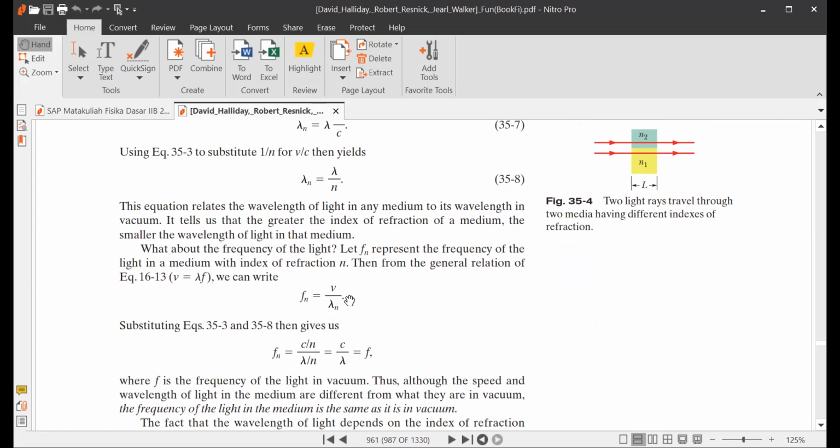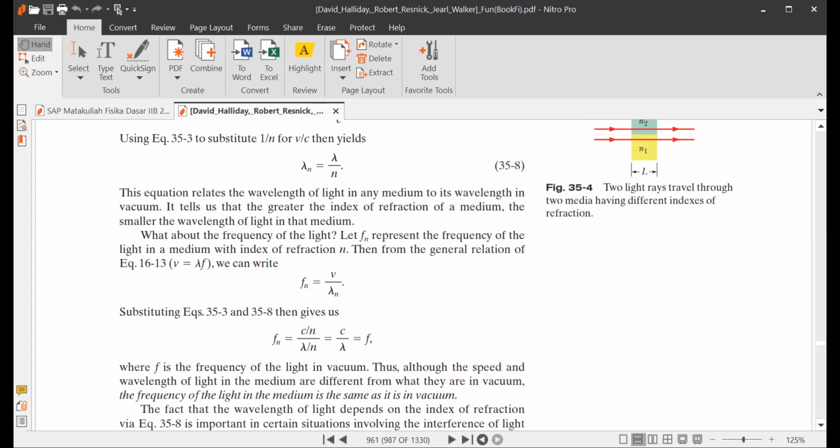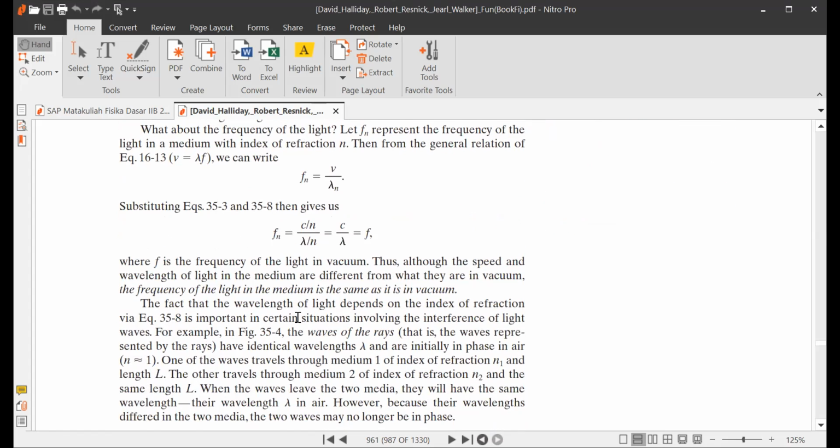But if we see that V_n is V over lambda_n, while lambda_n is lambda over n, and this V here is c over n, then we get that f_n is nothing but c over lambda, and this is equal to f. So it means that the frequency doesn't depend on the medium.